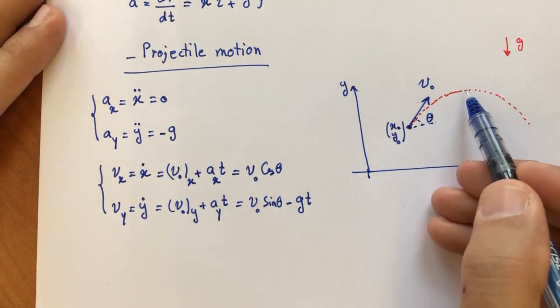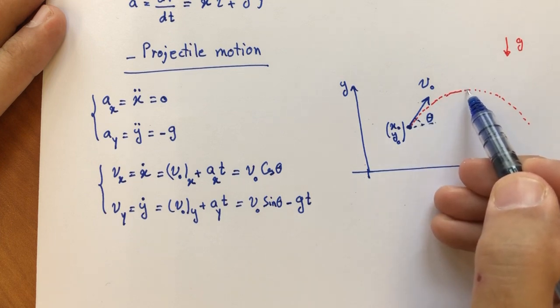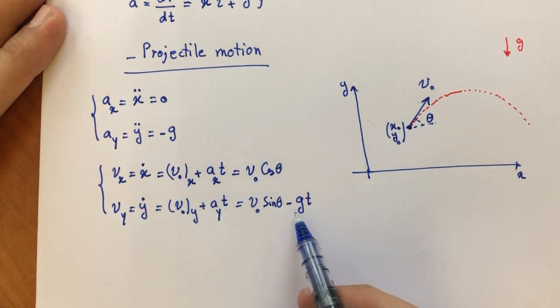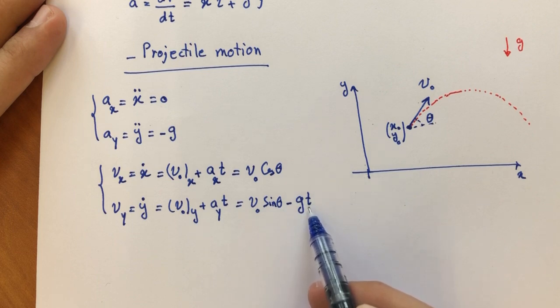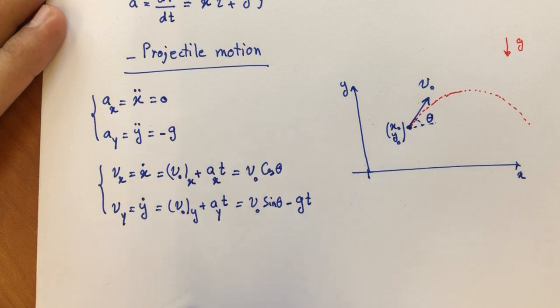For example, if you want to find at what time this particle goes to this top point, at this top point, velocity in the y direction is equal to 0. You can put this equation equal to 0, and from there you can find time. So t for this top point is going to be v0 sine of theta divided by g.